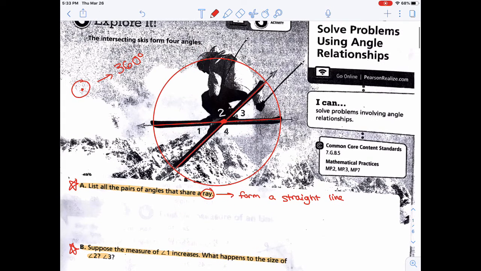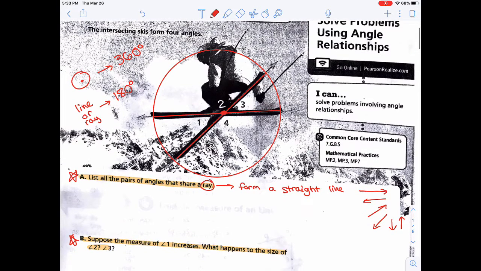Now down here in part A, we have list all pairs of angles that share a ray. Now a ray forms a straight line. It's basically anytime you have a line that goes on forever in one direction. So like any of these things that I'm drawing here, these are all rays as long as it's only going in one direction. And something special, a line or ray, in terms of degree measurements, that's always 180 degrees. Always, always, always.